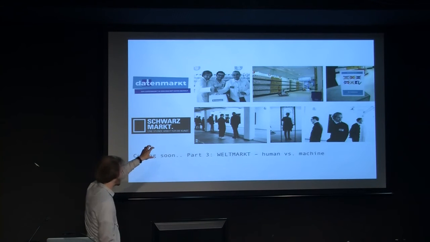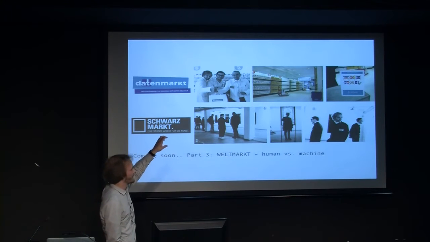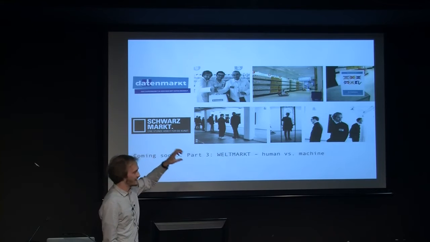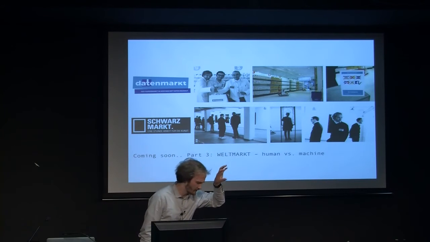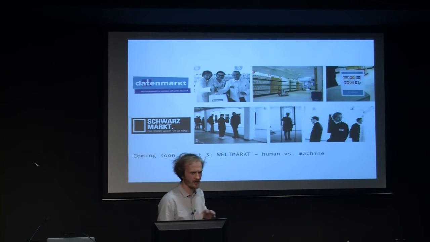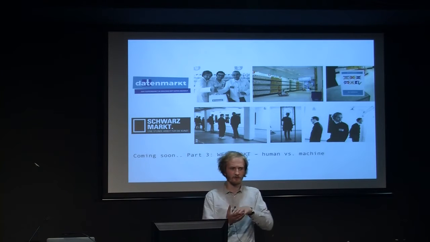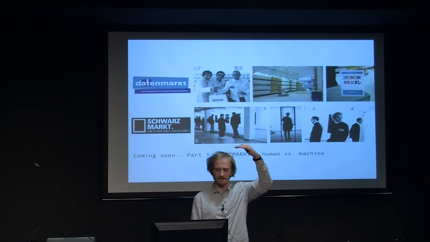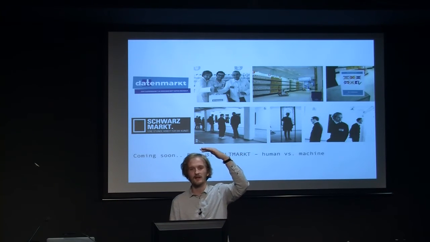So what was the Schwarzmarkt about, the second project? The value of labor. What we did is we asked 50 or 60 people from different jobs to paint a glass for 1 hour, and the goal was to paint it black. So in the end, all of them were black. So we had 50, 60 different pieces of black glass.